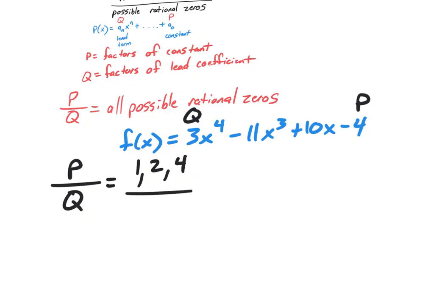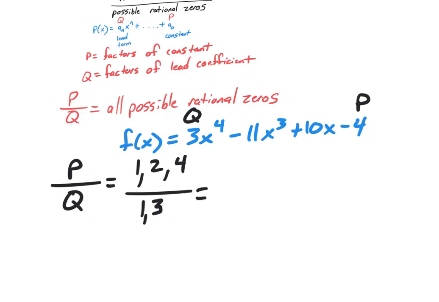Okay, the q value is 3. So the factors of 3 are 1 and 3. So we don't have a ton of possibilities there. And I kind of did that on purpose because I didn't want to give you one with a bunch of possibilities. But we have to take all the numbers on top divided by all the numbers on bottom.